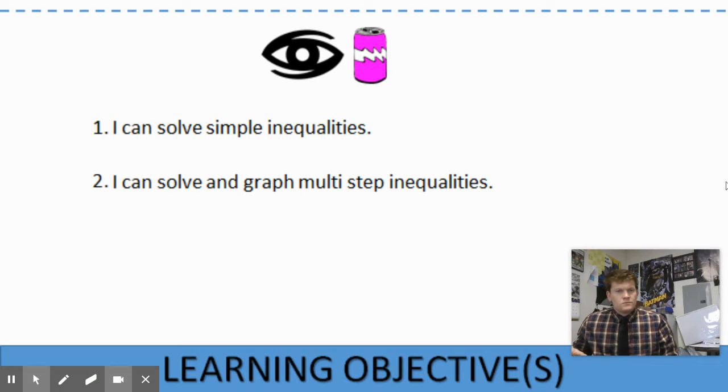Hello, everybody. So today we're working with our inequalities. We're going to do a lot of review and then talk about simpler inequalities that build up to more and more complicated inequalities and how to solve those. So starting off, two learning objectives. We can solve simple inequalities, and then I can solve and graph multi-step inequalities.